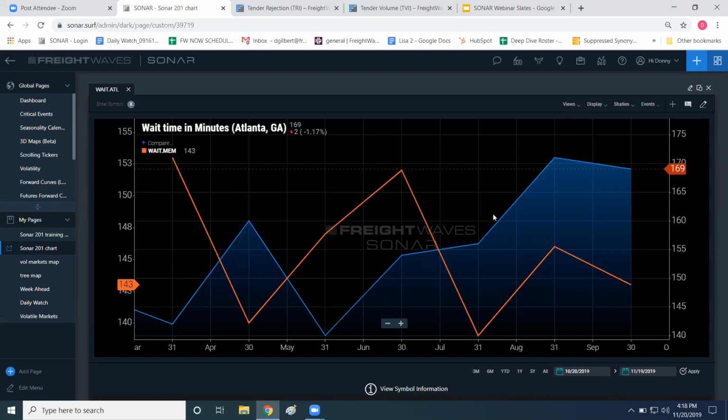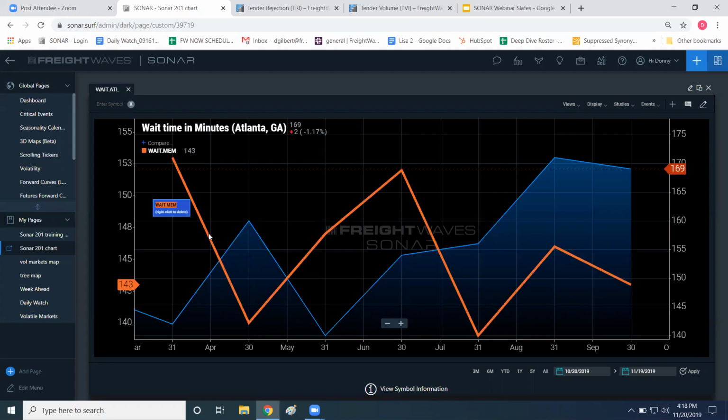Outbound tender rejection rates, my favorite index, correlates very closely with your spot market rates relative to the contract rates in a market. You can bring that up with average trailers, which is the average for all trailer types, which would be dry van, reefer, and flatbed. And you can break that down by dry van and reefer. You can also break that down by lane length as well.